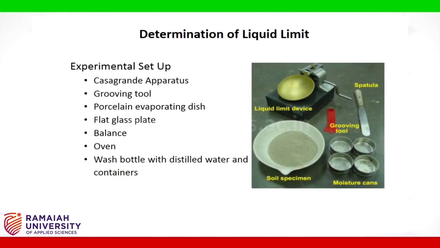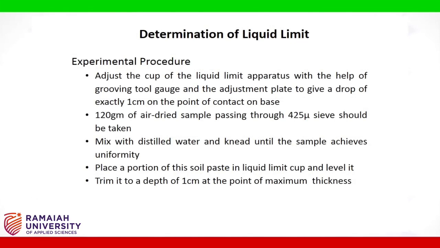Experimental setup: Casagrande apparatus, grooving tool, porcelain evaporating dish, flat glass plate, balance, oven, wash bottle with distilled water and containers. Adjust the cup of the liquid limit apparatus with the help of grooving tool gauge and the adjustment plate to give a drop of exactly 1 cm on the point of contact on base. 120 grams of air-dried sample passing through 425 micron sieve should be taken. Mix with distilled water and knead until the sample achieves uniformity.